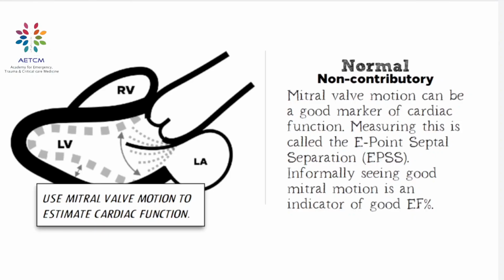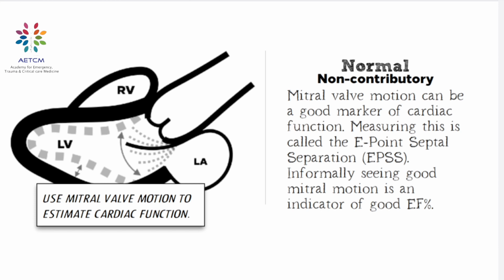Next is estimating the ejection fraction. It's not an accurate method, but in point of care ultrasonography it's possible to pick out the extremes of cardiac function. First, I will discuss normal cardiac function. We can assess the normal function by assessing the mitral valve motion. Good mitral valve motion is an indicator of a good ejection fraction.